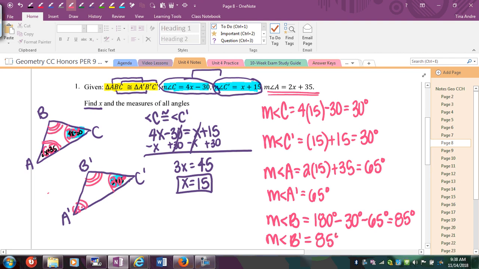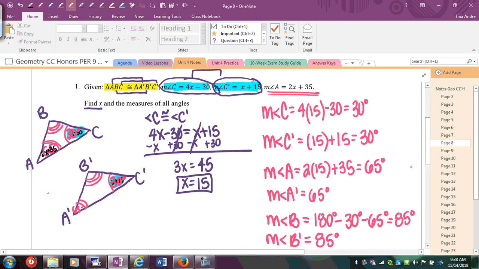It has to be 85. And you could check it again and say 180 minus the two angles, A prime and C prime, it's going to give you 85 as well. So that's how we find our missing angles. For this problem, we aren't able to find the sides because I don't have any expressions on those. So for this, it's just find the angles and that's it.